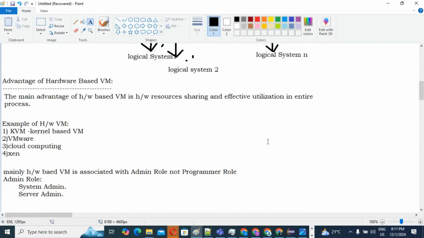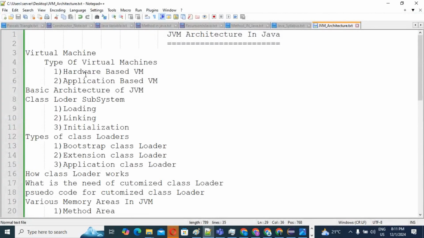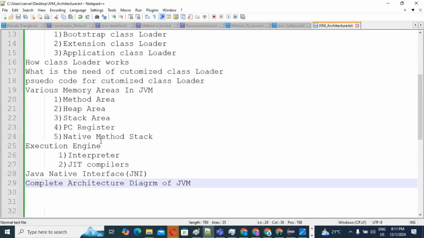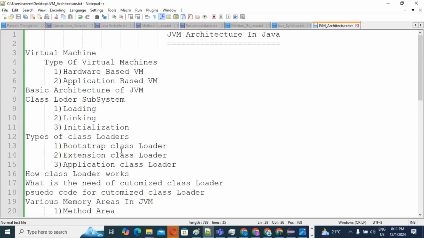That's it, the first part of our JVM architecture. I will continue one by one with all the topics I have shown you. Next day, I will explain the basic architecture of JVM. I will draw one diagram, then explain all the corresponding components we have in the JVM architecture.